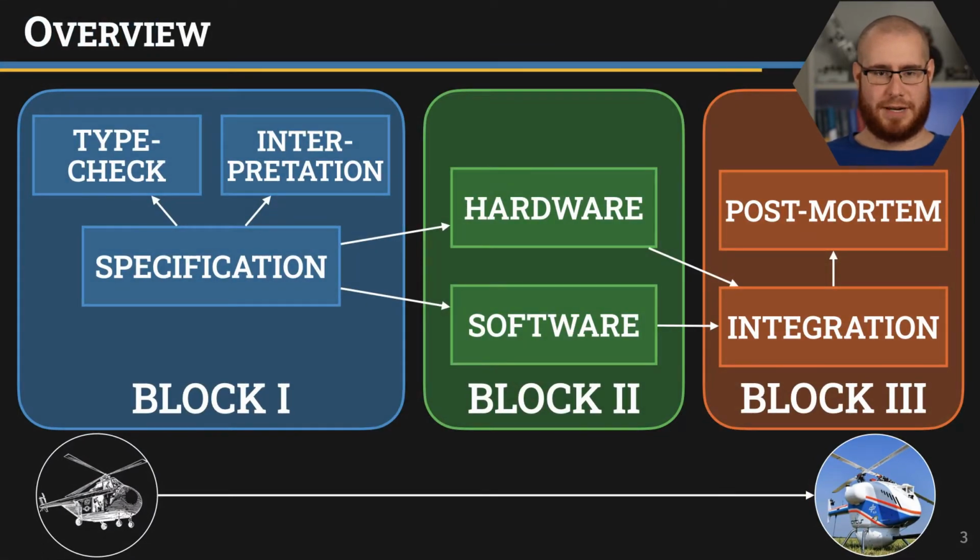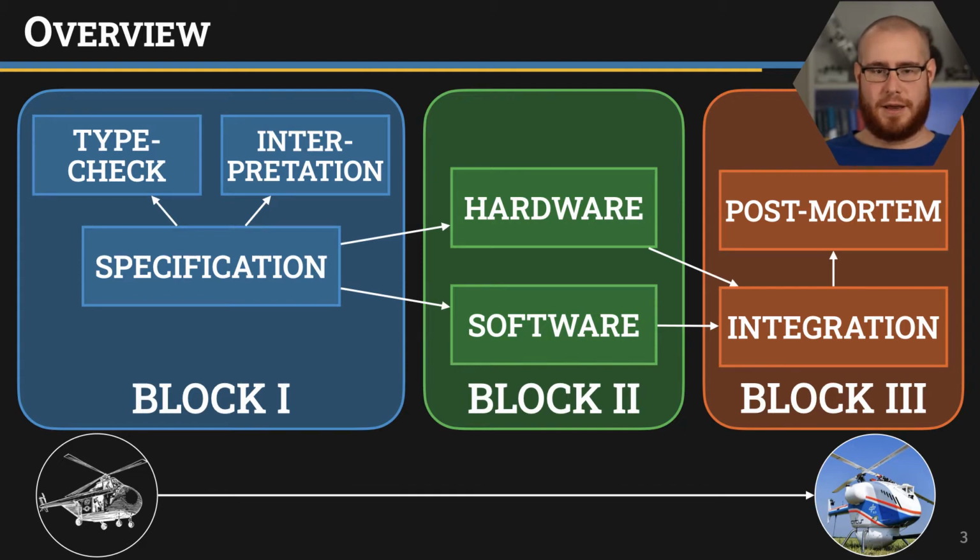This tutorial is separated into 3 blocks. In the first block, we are going to talk about the specification. So what kind of properties are there and what differences are there? How do we have to treat them? We will do this on the example language of RT-Lola, a stream-based specification language. And we will see how type checking and interpretation helps us in developing the specification.